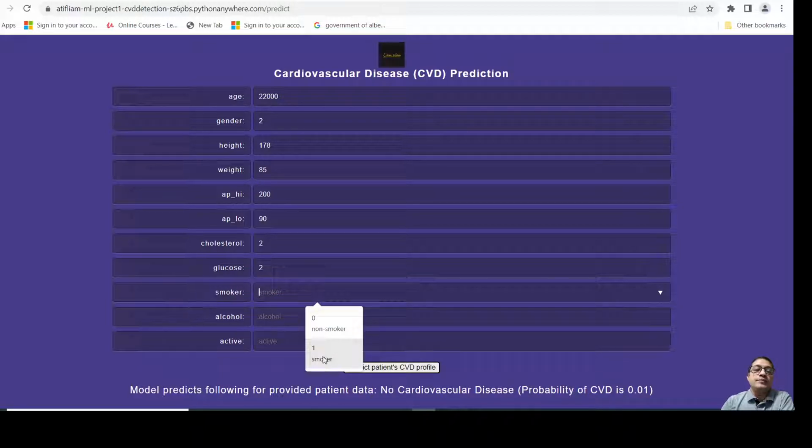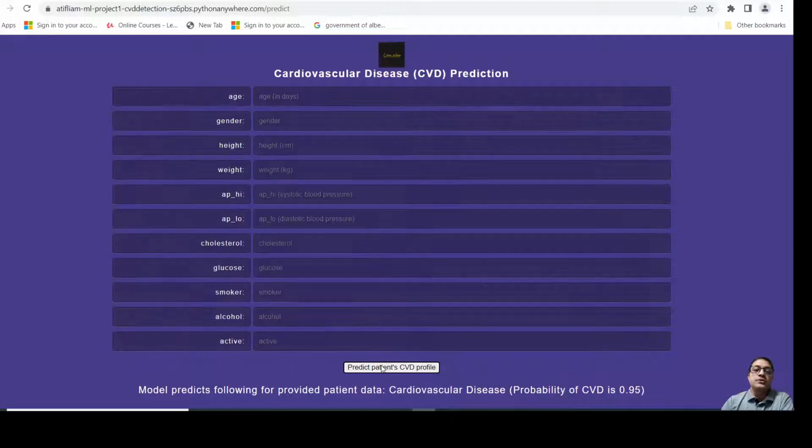The person here is a smoker, consumes alcohol, and quite inactive. So I'm hoping with this type of situation that the model is going to come back and detect a cardiovascular disease for this specific patient. So let's just look at that. And just as we thought, this specific test case is prone for cardiovascular disease, and the odds of cardiovascular disease is about 95%.